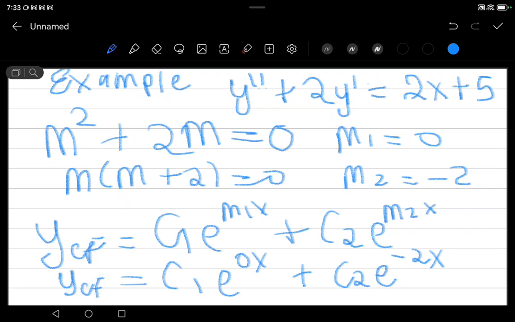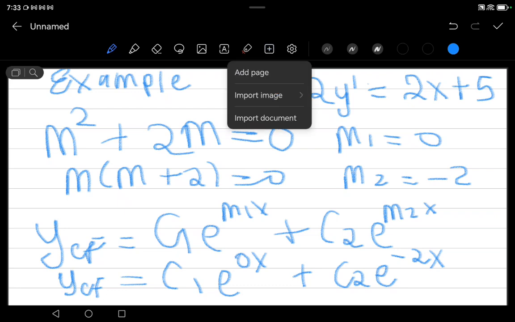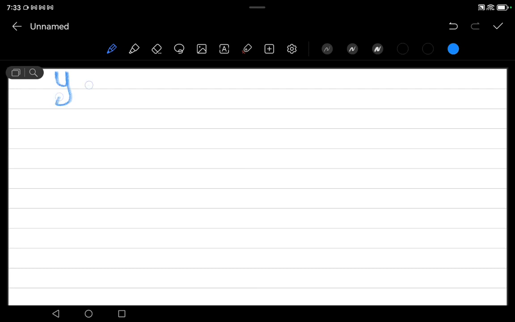So this is how we determine YCF. And then any number to the power of 0, what is it? It's 1. So here we're going to be left with C1 plus C2 e to the power of minus 2x. Do you agree? Yes. So let's write the final answer of YCF. It's going to be C1 plus C2 e to the power of minus 2x.